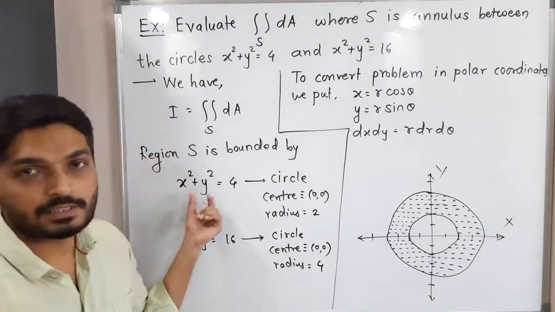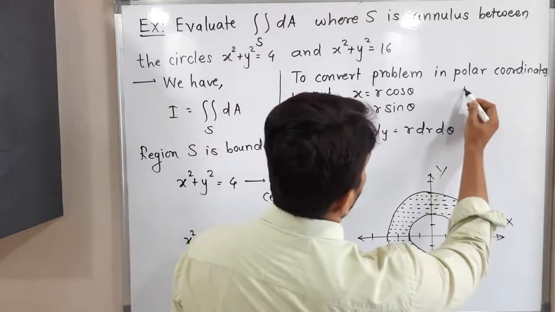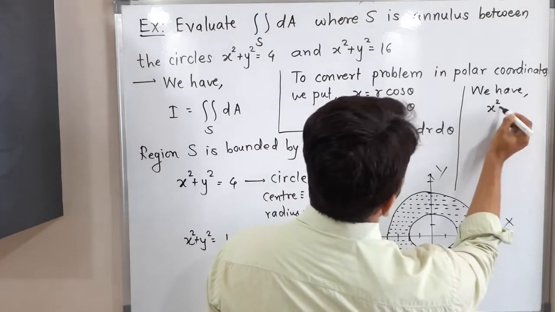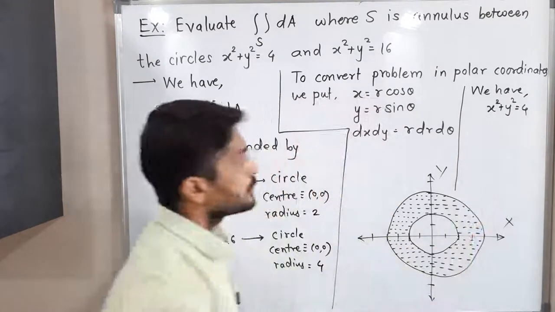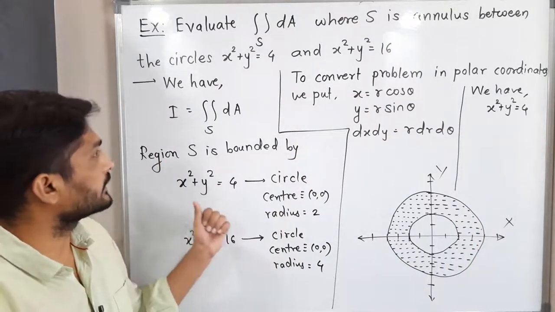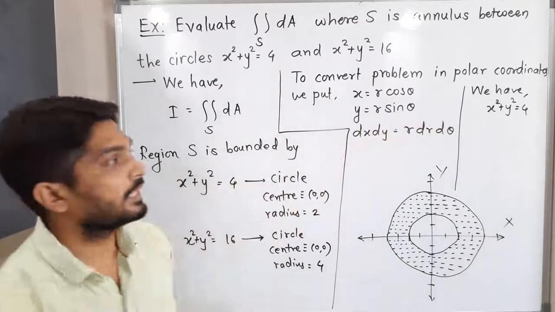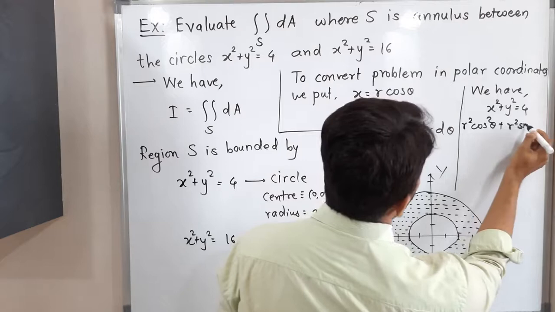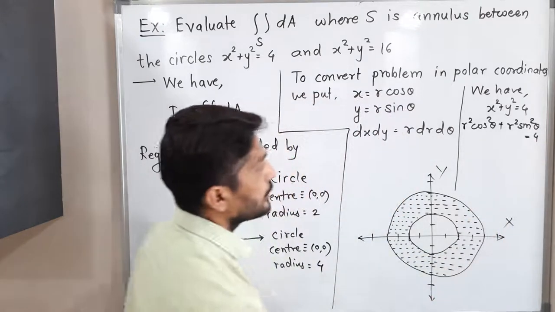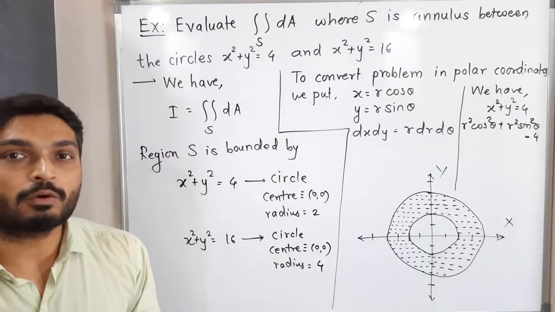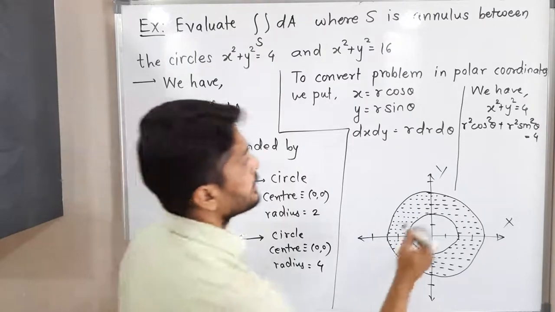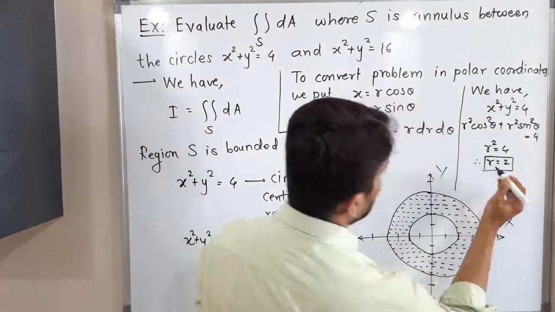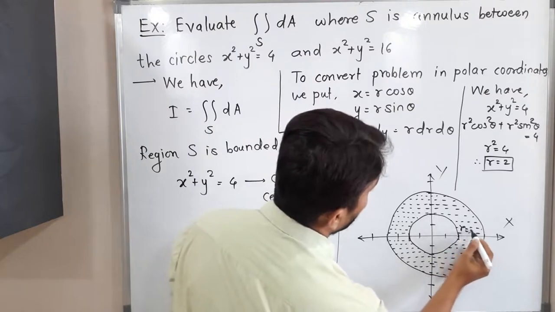The first equation we have is a circle, so let me convert it into polar form. We have x square plus y square is equal to 4. Putting x is equal to r cos theta, y is equal to r sin theta, we have r square cos square theta plus r square sin square theta is equal to 4. Taking r square common, we have cos square theta plus sin square theta, which is 1. Therefore r square is equal to 4, so r is equal to 2. The equation of the inner circle is r is equal to 2.